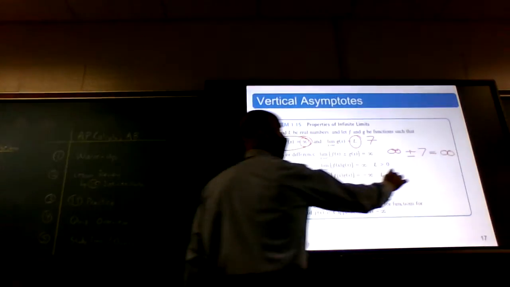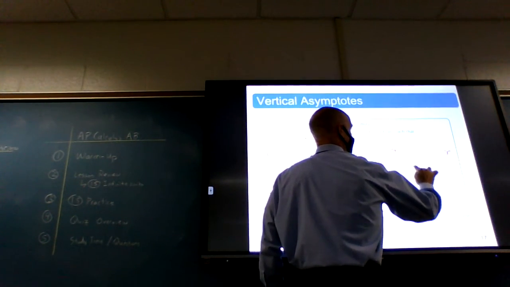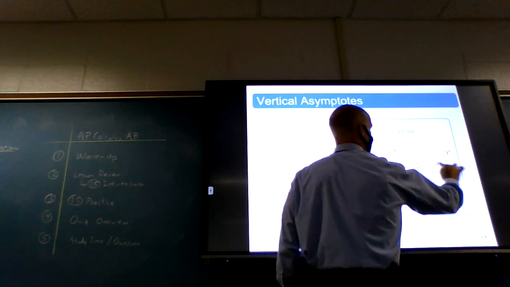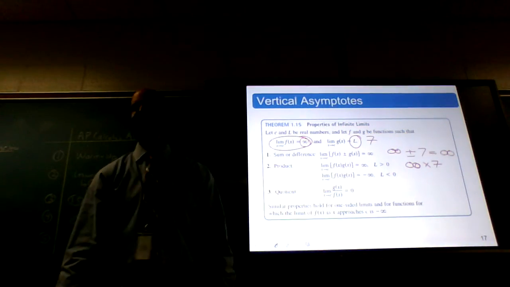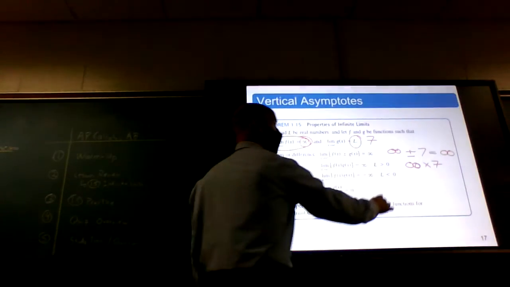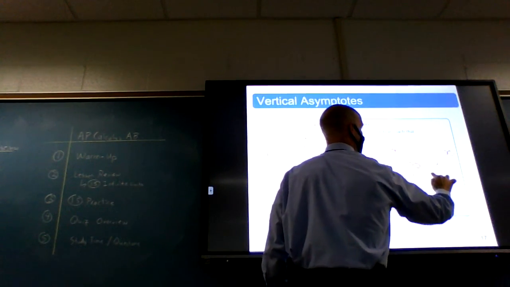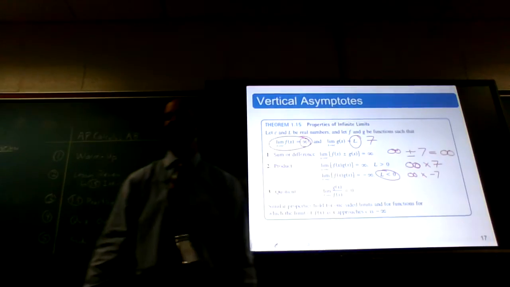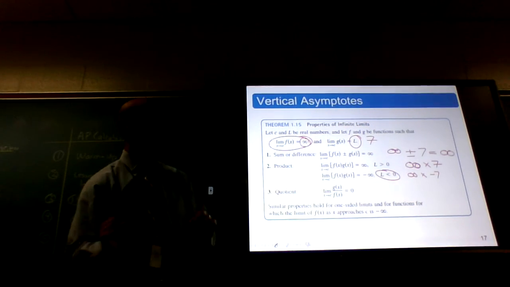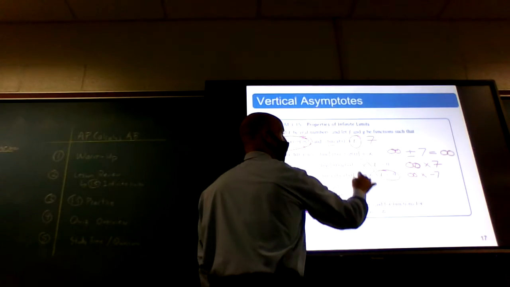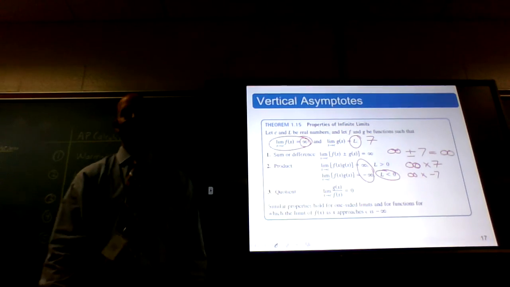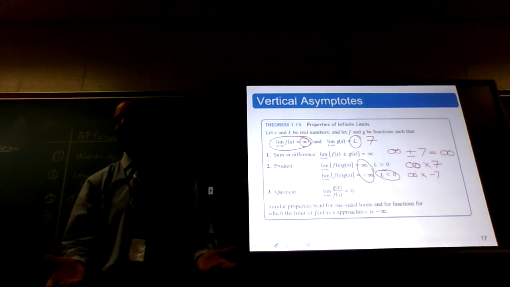Would you guys agree that's common sense almost, even though you may not quite understand what infinity is? Okay, what if I did infinity times 7? What's that going to be? Infinity. However, what if the limit is less than 0? What if it was infinity times negative 7? That one's going to be negative infinity. So do those two things make sense? Again, I think those are pretty intuitive.